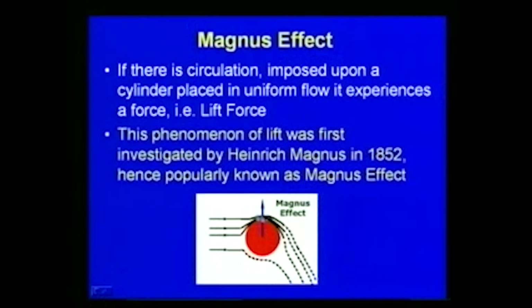So, here if you consider either a rotating ball or a rotating cylinder like this, and a free stream flow is coming like this. This is the lift effect which we have discussed earlier. If there is circulation imposed upon a cylinder placed in uniform flow, it experiences a lift force. This phenomenon of lift was first investigated by Heinrich Magnus in 1852, and this effect is called the Magnus effect. So, the free stream flow is coming, and there is a circulation for the circular cylinder, as we can see. This effect is called the Magnus effect, and it has a number of applications.